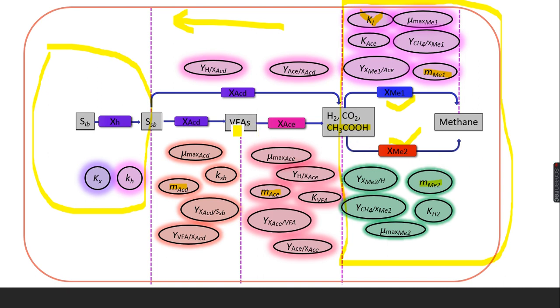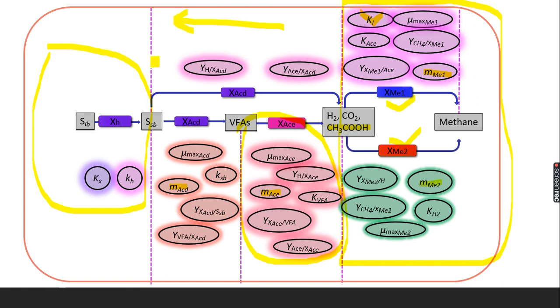Similarly, we can do it with some VFA, volatile fatty acid. We can start and find out the efficiency of producing acetic acid without any methanogenic microorganism. We can inhibit the methanogens because they are strictly anaerobic. So that procedure we can also do, and we can find out those parameters if we perform experiments like this.